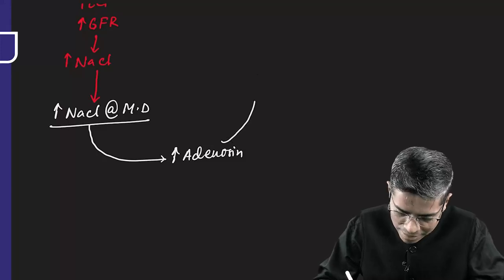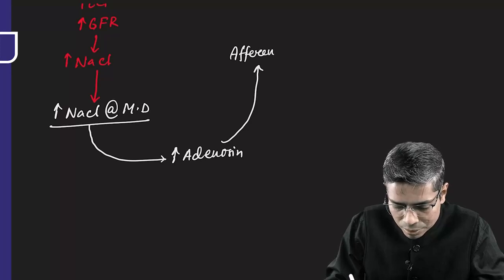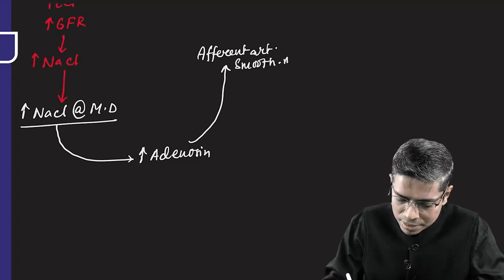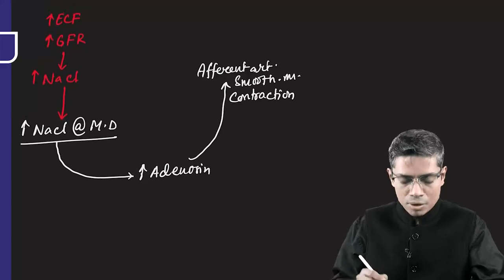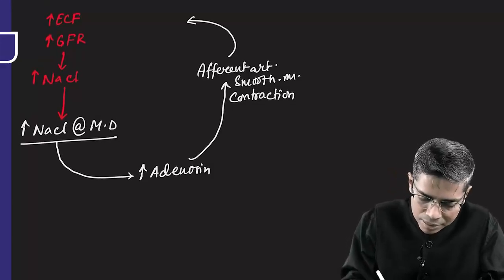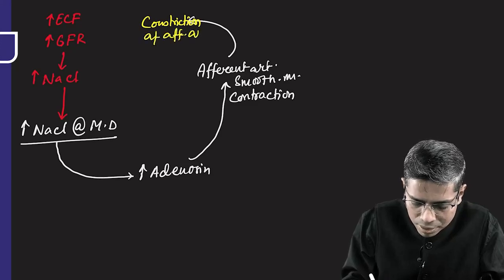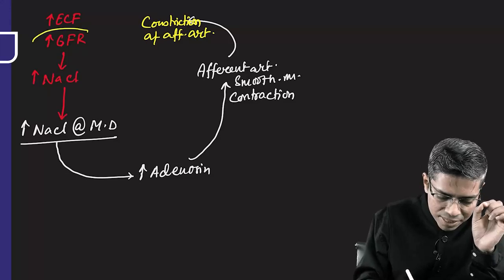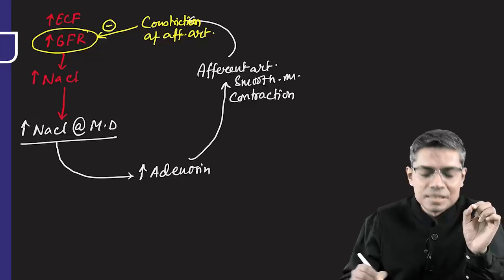Now what is the effect of this adenosine on the afferent arteriole smooth muscle? The afferent arteriole smooth muscles will be contracted, and whenever the afferent arteriole smooth muscle contraction occurs, what will happen? There will be constriction of the afferent arteriole. Now you tell me, if there is constriction of the afferent arteriole, what will be the effect on the GFR? Constriction of the afferent arteriole means it will decrease the GFR.